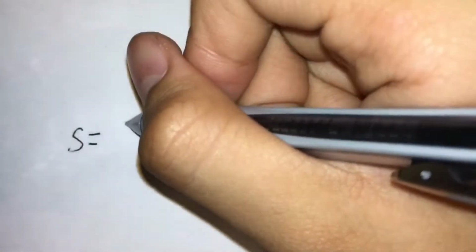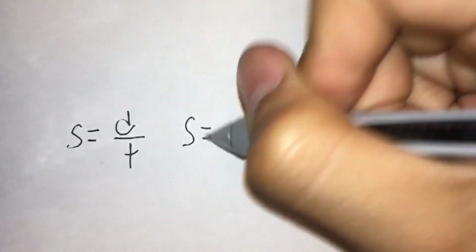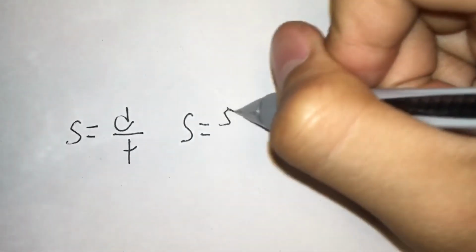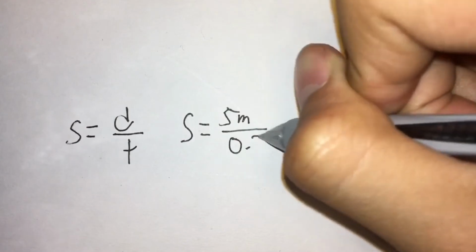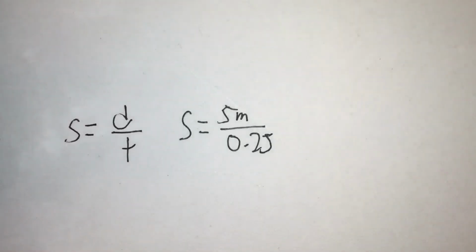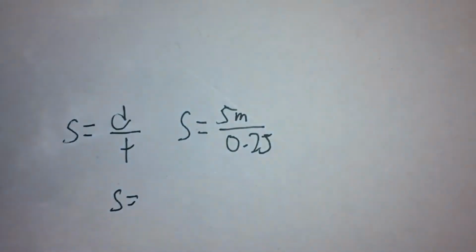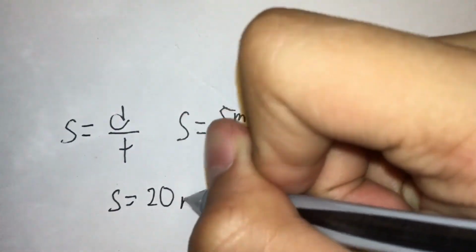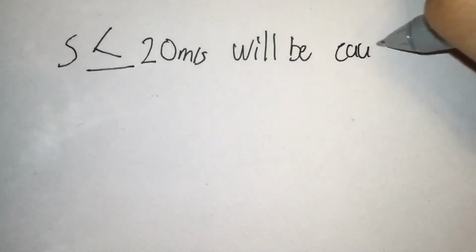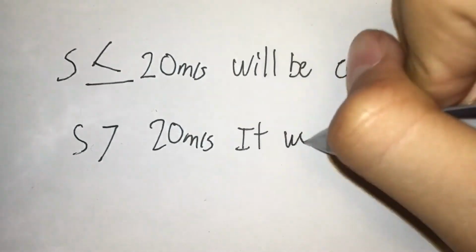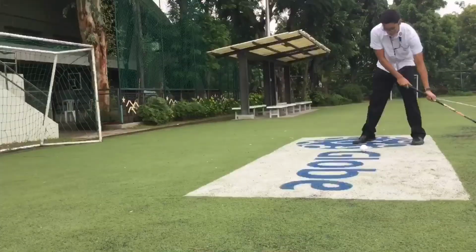Now, we first have to get speed, which is what we need. The equation for speed is distance over time. So speed is equal to 5 meters over 0.25 seconds. So speed would be equal to 20 meters per second. This tells us if the speed is less than or equal to 20 meters per second, then it will be caught by the goalkeeper. But if the speed is greater than 20 meters per second, it won't be caught, making each shot precise.